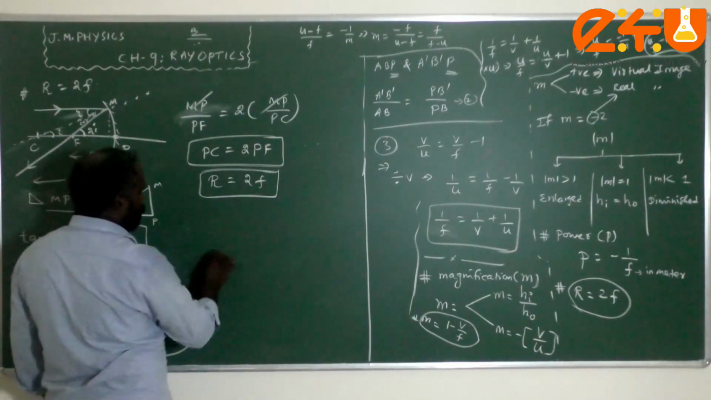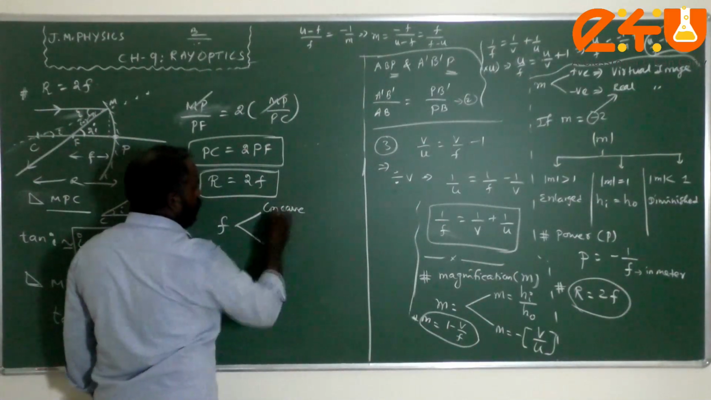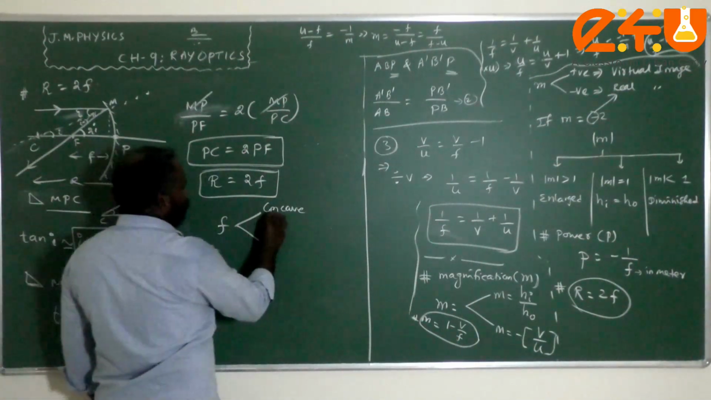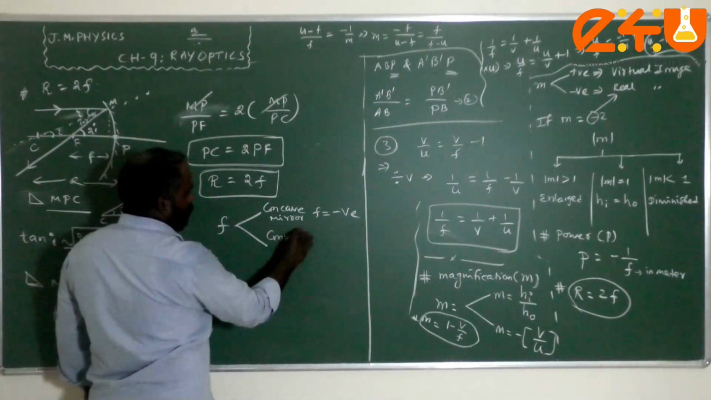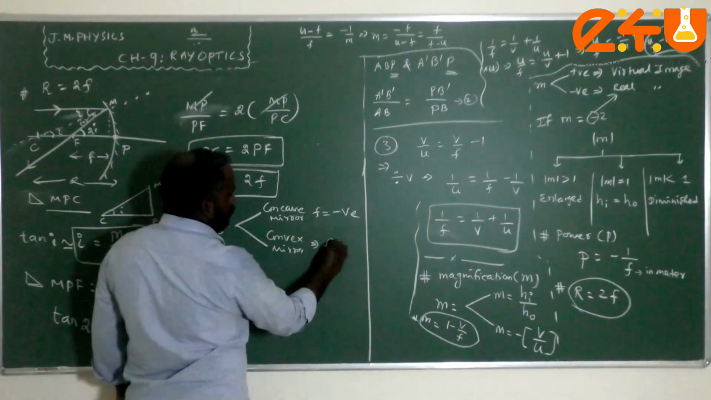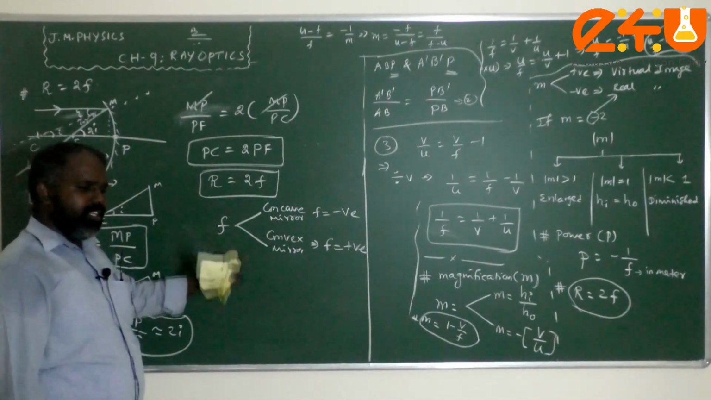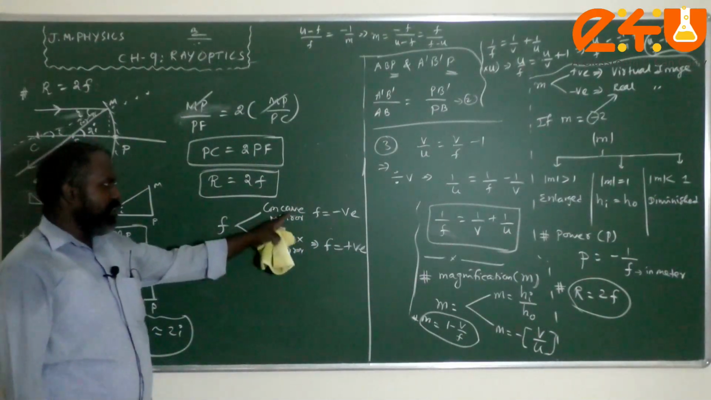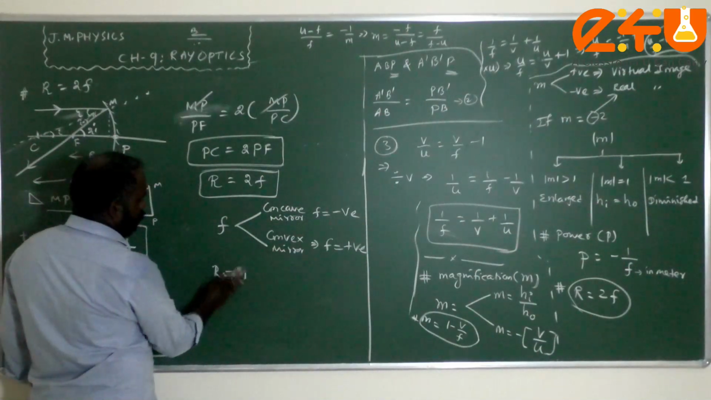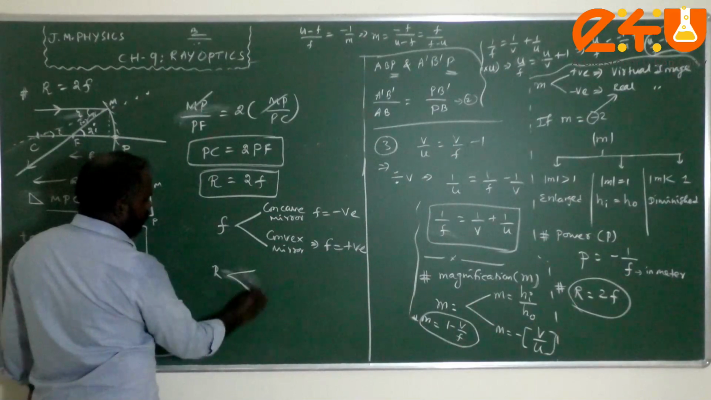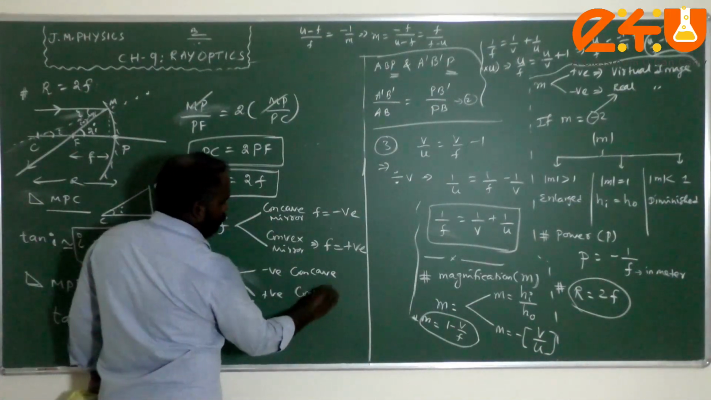But for a concave mirror, the F value, whatever the position of the object, is negative; the position of the object is immaterial. For a convex mirror, the F value will be positive, irrespective of the position of the object, whether you keep it at infinity, beyond C, or at C. F doesn't change for these mirrors. Concave means negative and convex means positive. Therefore R is equal to minus 2F, so R is negative for a concave mirror and positive for a convex mirror.